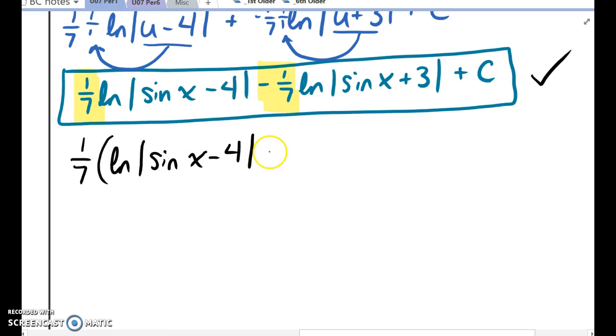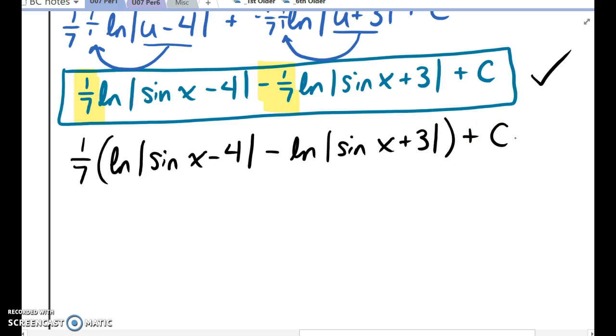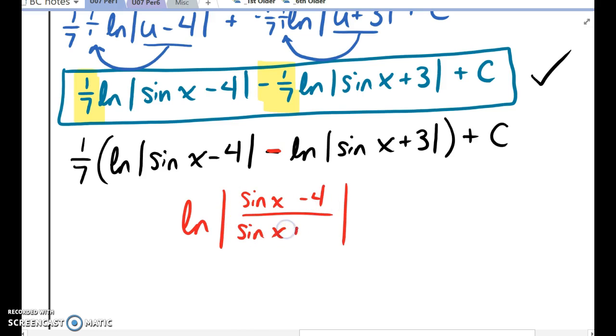So that leaves me with this, and then I'm subtracting the other natural log. And I'm just going to leave that plus C as its own little thing. And with natural logs, one of the properties, as you'll recall, tells me if I'm subtracting two natural logs, that's the same as dividing within a single natural log. So it's the absolute value of the quotient: sine x minus 4 on top, sine x plus 3 on bottom, that 1/7 in front, plus C.